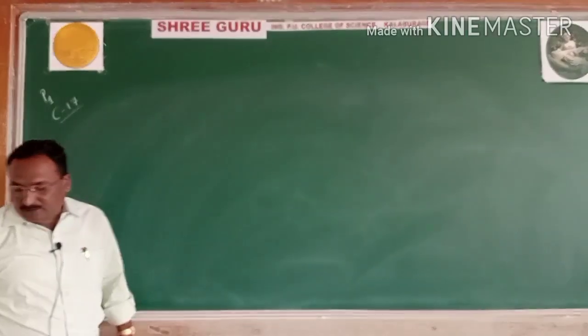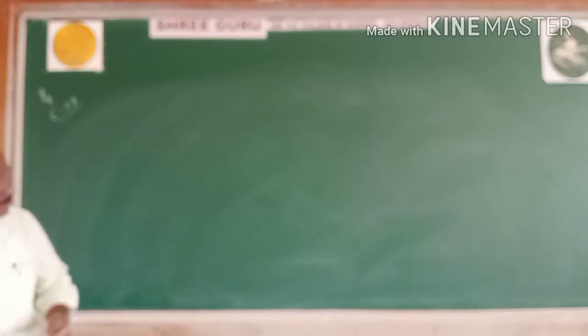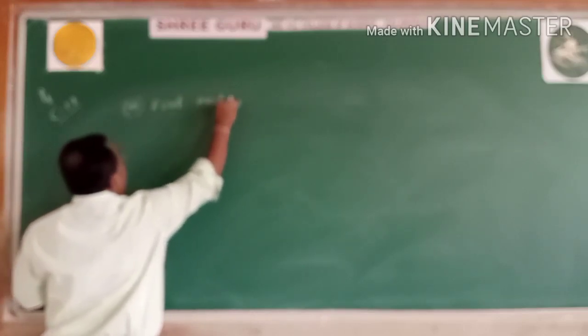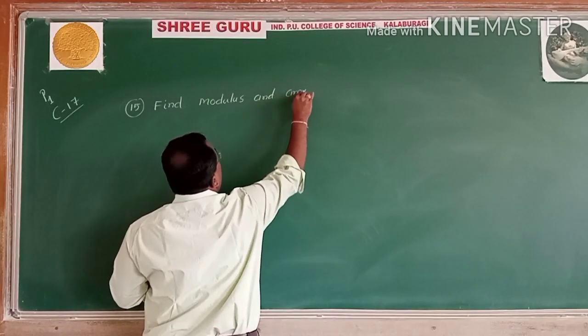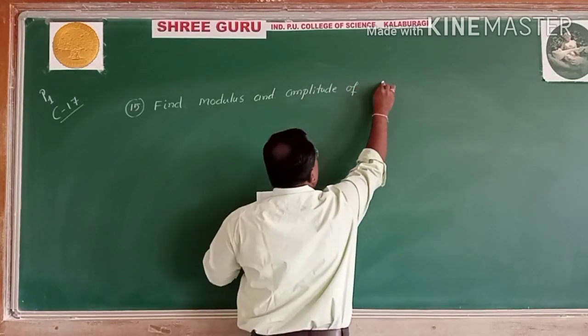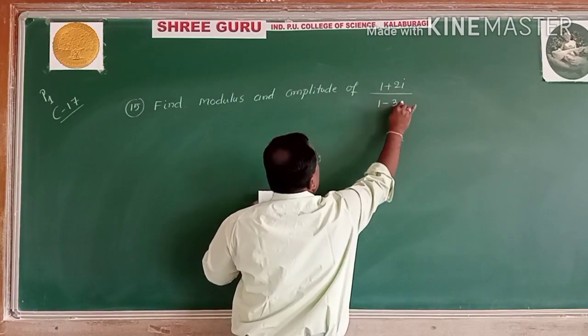Next, example number 15. Find the modulus and amplitude of 1 plus 2i divided by 1 minus 3i.